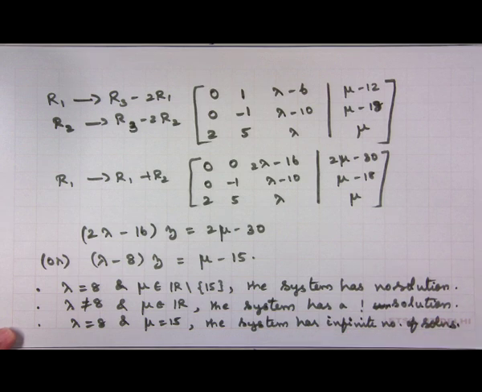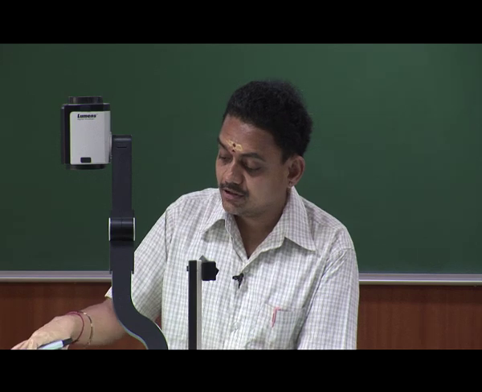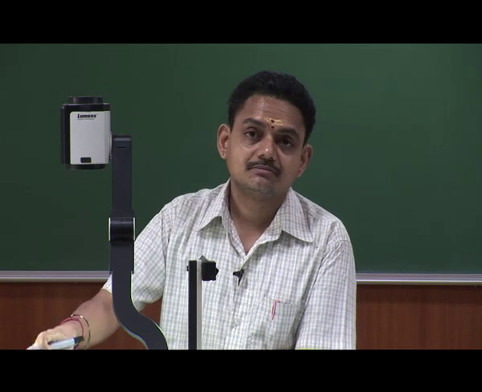Right, you have this much. First case is lambda equal to 8 and mu any real number apart from 15. In this case, the system has no solution. Second case, lambda not equal to 8 and mu any real number. In this case, the system has a unique solution. And the last case, when lambda equal to 8 and mu is 15, in this case, the system has infinite number of solutions.